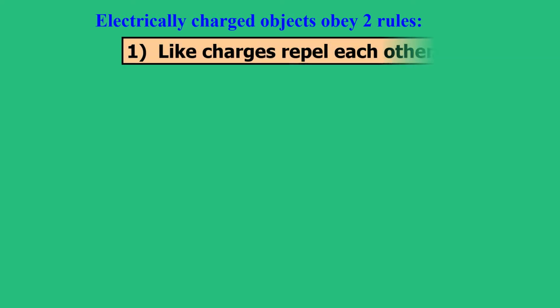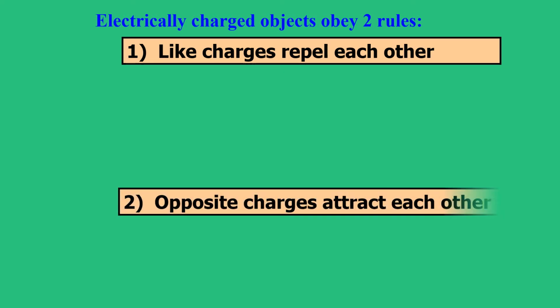Electrically charged objects obey two rules. Rule number one: like charges repel each other. So positive and positive charges repel each other. Negative and negative charges also repel each other. Rule number two: opposite charges attract each other, such as positive and negative charges attract each other.